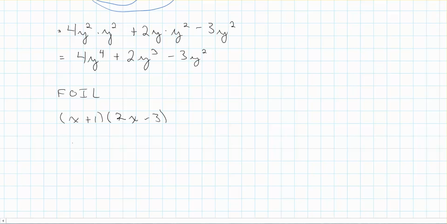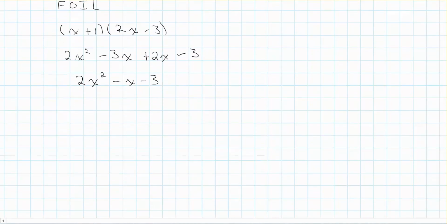Well, the first would give me x times 2x, which would be 2x squared. The outside would be negative 3 times x, which would be minus 3x. Inside, 1 times 2x, plus 2x. And then the last is 1 times negative 3, which is minus 3. And so this would simplify to 2x squared minus x minus 3. And that would be our simplified expression.